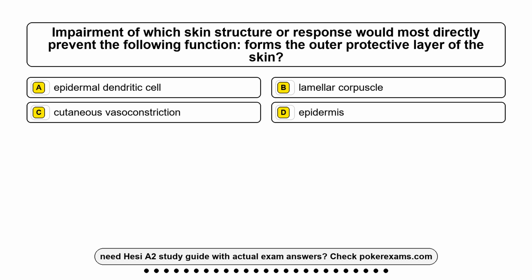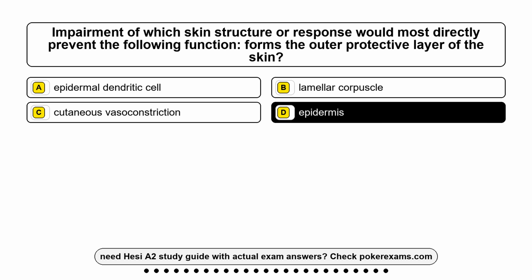Question 10. Impairment of which skin structure or response would most directly prevent the following function? Forms the outer protective layer of the skin? Option A, epidermal dendritic cell. Option B, lamellar corpuscle. Option C, cutaneous vasoconstriction. Option D, epidermis. The correct answer is option D, epidermis.